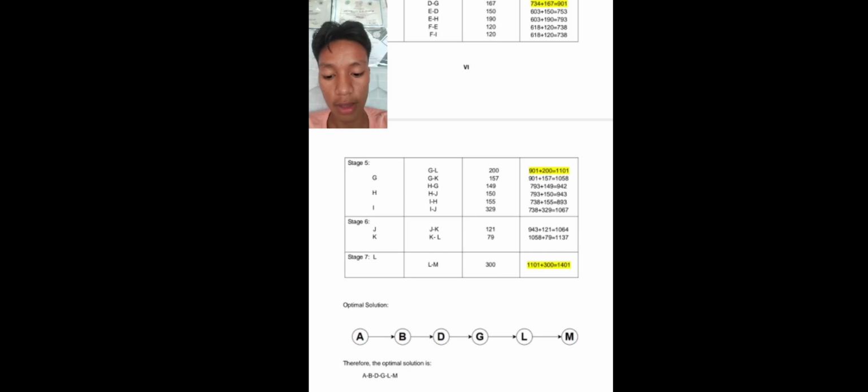And the last is stage 7, L. Possibilities for L to M, the distance is 300 and the total distance is 1101 plus 300 equals 1400. So therefore our optimal solution is A, B, D, J, L, M.